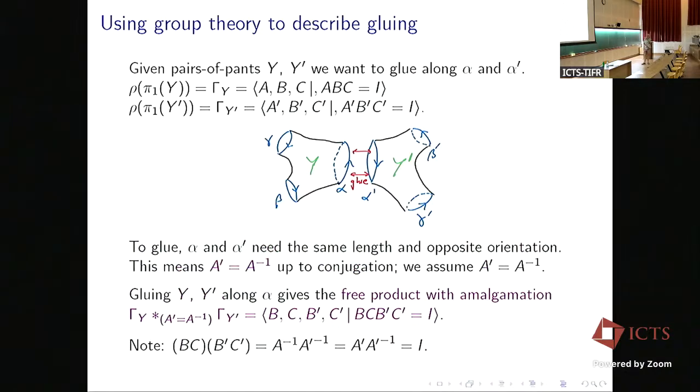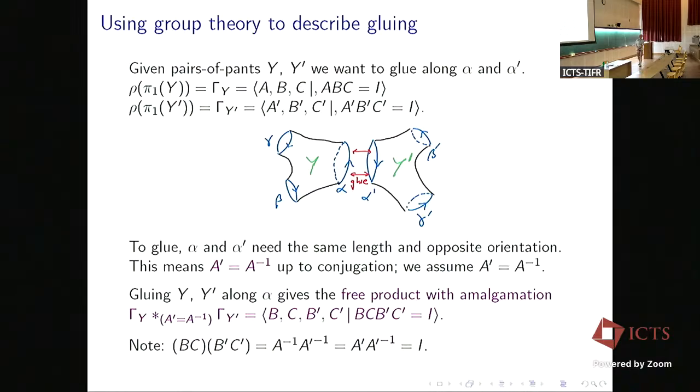Okay, so now we need to think about describing gluing. Remember, to glue the pairs of pants along, I'm going to use some notation here. I've got Y with boundaries alpha, beta, and gamma, Y prime with alpha prime, beta prime, and gamma prime, and I want to glue alpha along alpha prime. And I'm going to be able to lift the representations of the homotopy classes. Alpha, beta, and gamma are called A, B, and C, respectively, and of alpha prime, beta prime, gamma prime, they're called A prime, B prime, and C prime.